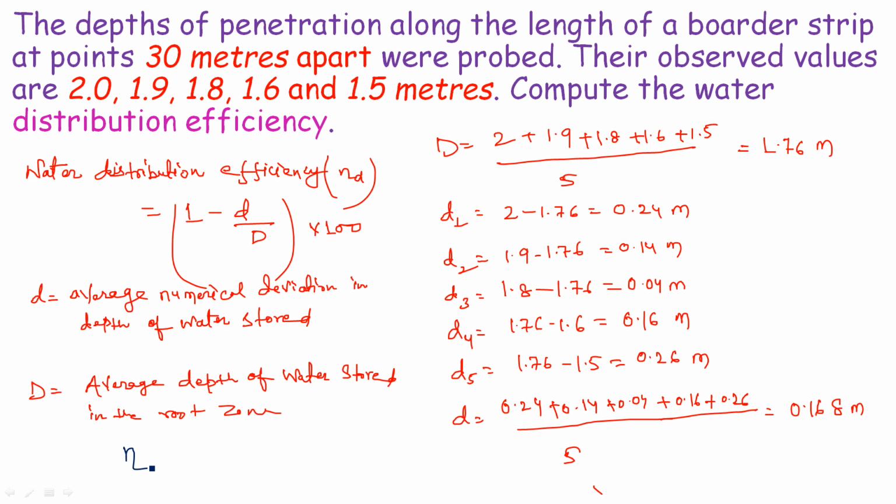Now for finding the water distribution efficiency, it is equal to 1 minus small d, which we have computed as 0.168, divided by capital D, that is 1.76, into 100, which is further equal to 90.45%. So for this question, the water distribution efficiency comes as 90.45%. So this will be your answer for this question.